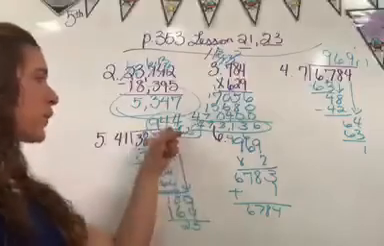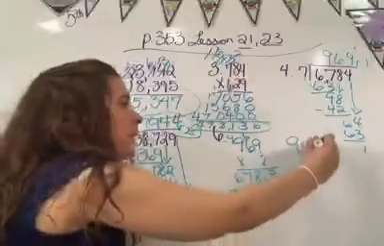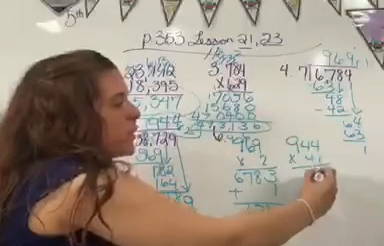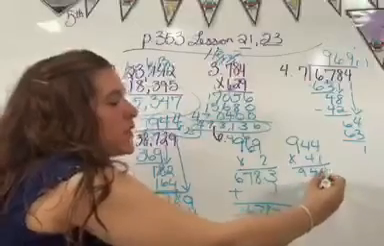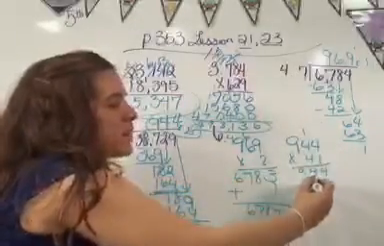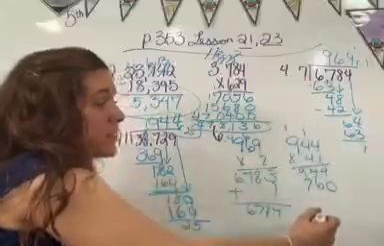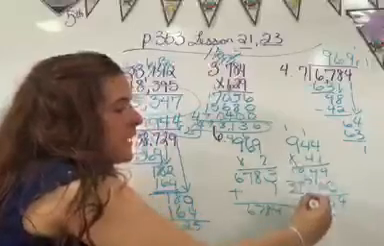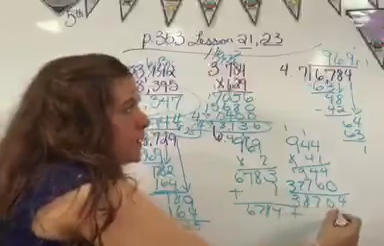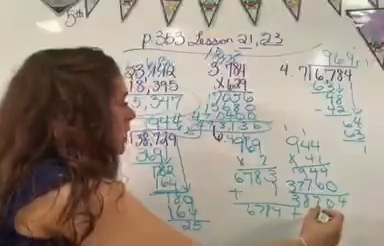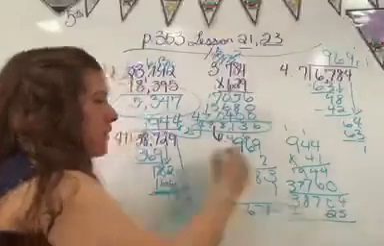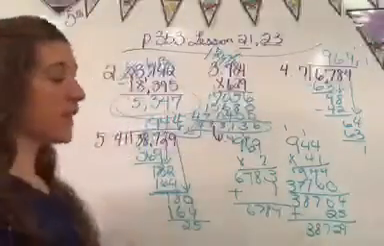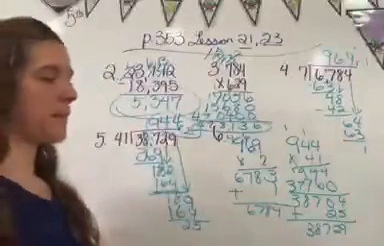7 times 9 is 63, plus 4 is 67, plus 1 for your remainder is 6,784. Let's check this one, 944 times 41. So that's 1 times 4 is 4, 1 times 4 is 4, 1 times 9 is 9, put your 0. 4 times 4 is 16, 4 times 4 is 16 again, plus 1 is 17. And 4 times 9 is 36, plus 1 is 37. Then we add, plus 25 plus your remainder, so that's 38,729, which is what that is, so oh, happy days.